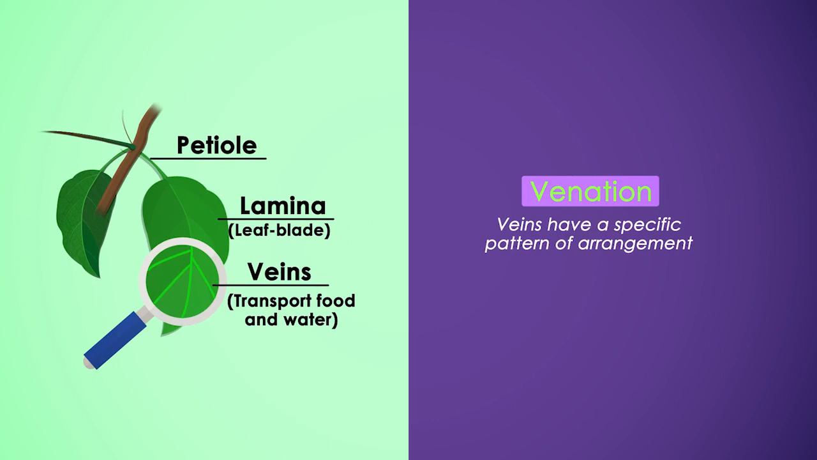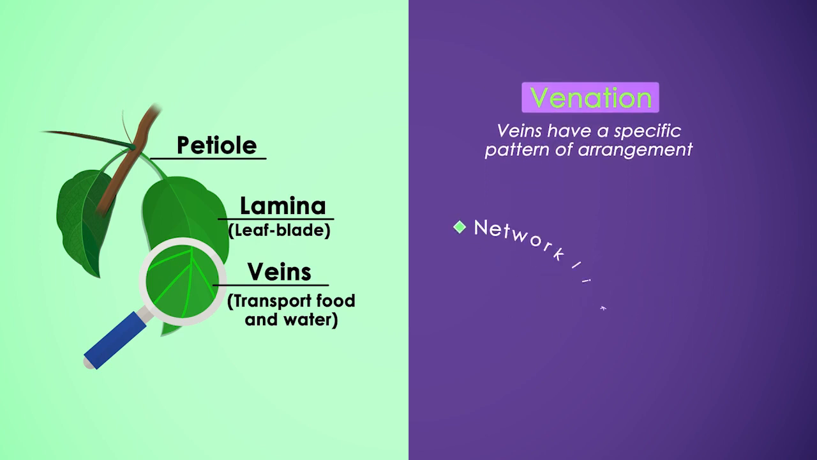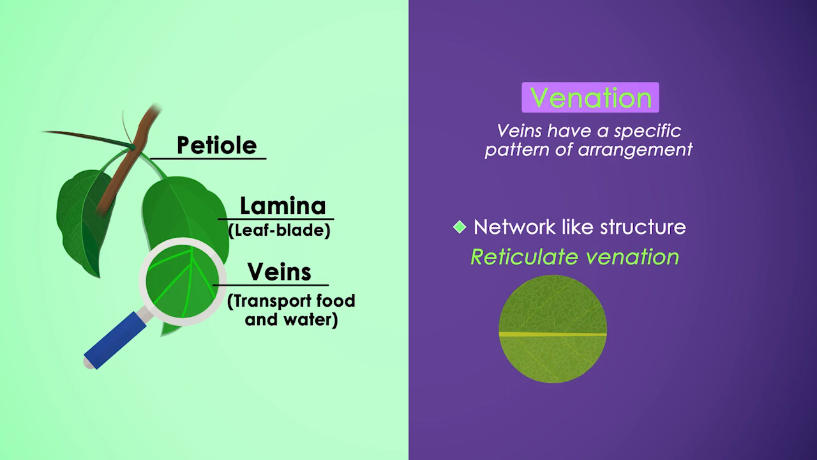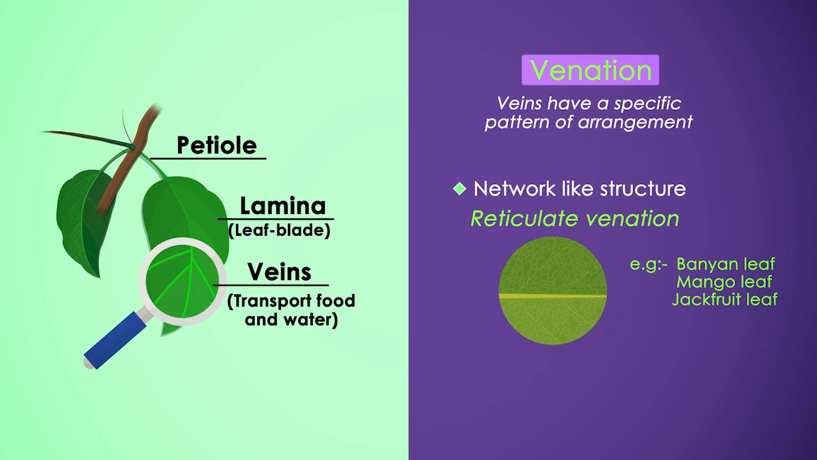So, what types of arrangements can be seen by us? One type of arrangement is when the veins make a network-like structure. This is called reticulate venation. Reticulate venation is seen in the leaves of several trees like banyan, mango, and jackfruit.